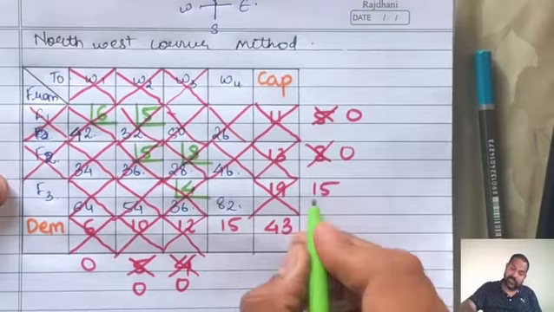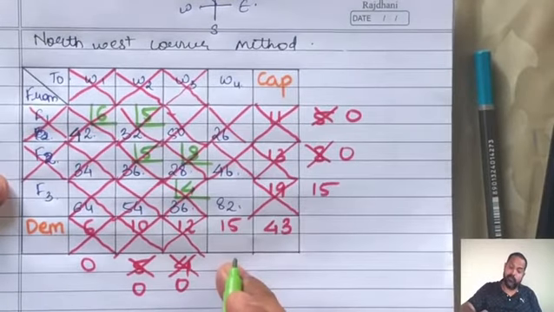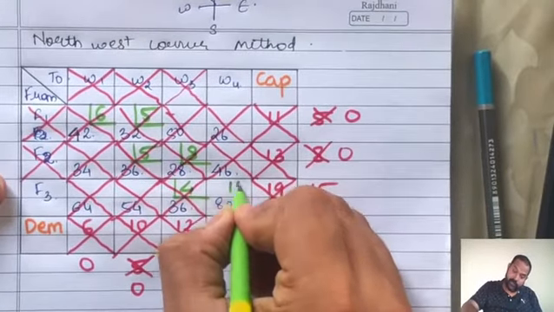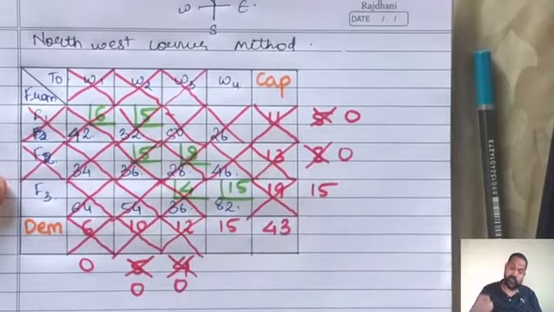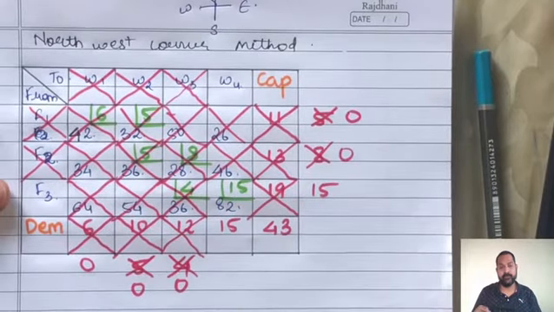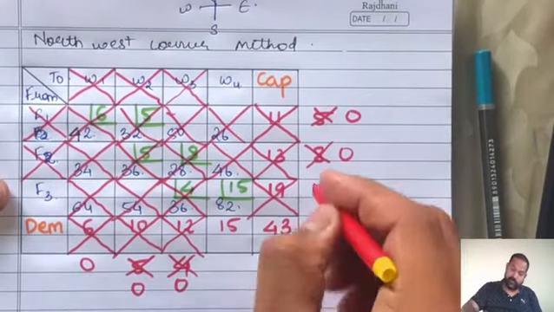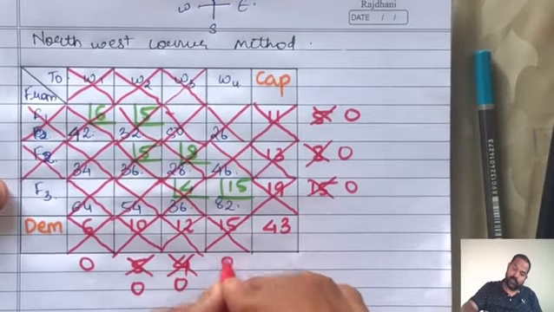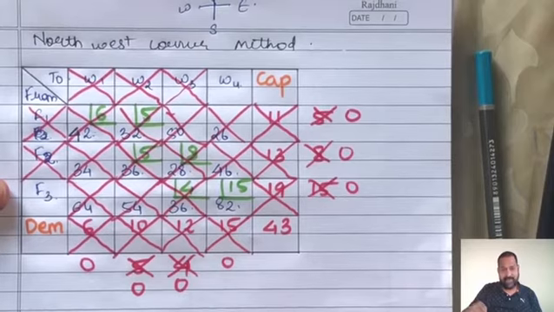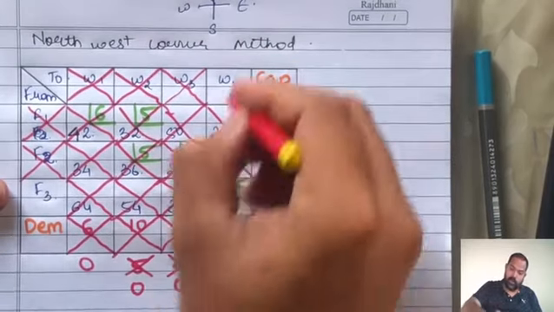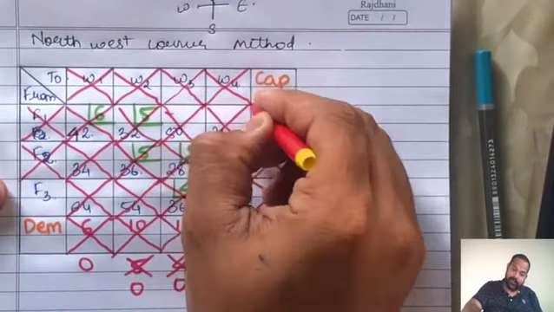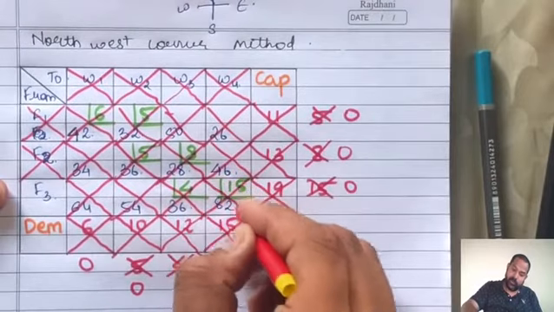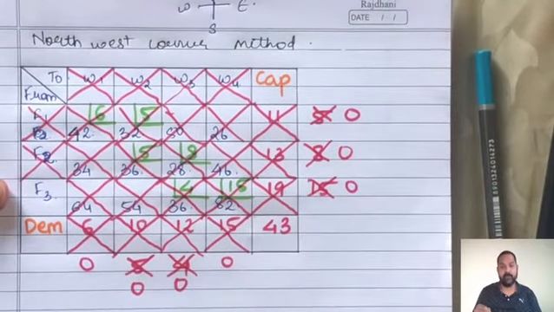F3 has a capacity of 15 units. W4 has a demand of 15 units. So we give 15 units from F3 to W4. From 15, all 15 gone, 0 left. Can I say that W4 has all its demands met? Then W4 moves out of the game.